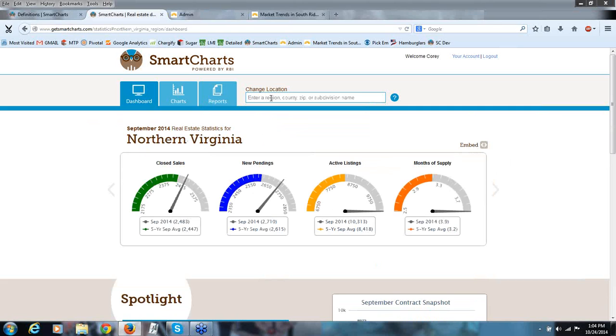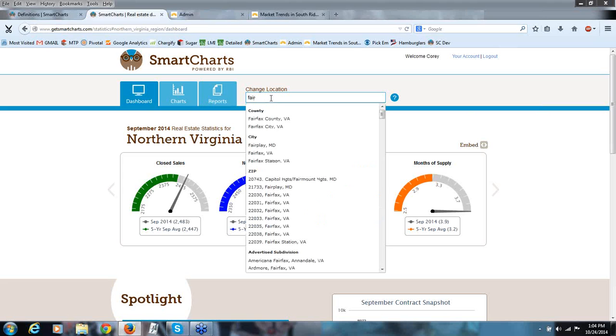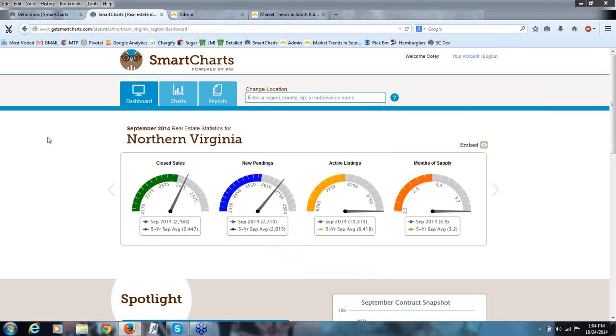Once I change my location and pick it from the box, for instance, I can start typing in Fairfax County and see all the applicable locations within that, all the way down to the subdivision level. But as I change my location, the entire application will update with stats applicable to the location that I've changed to. The first tab is the dashboard.